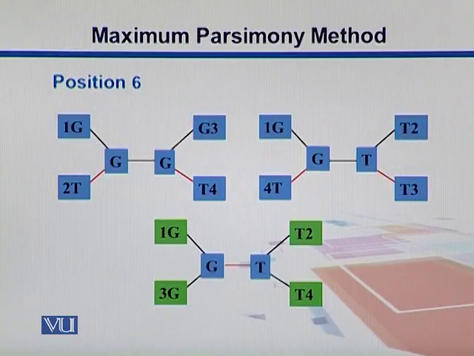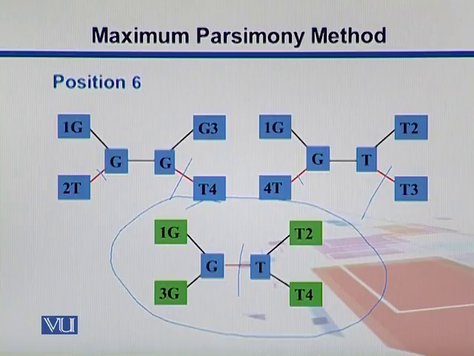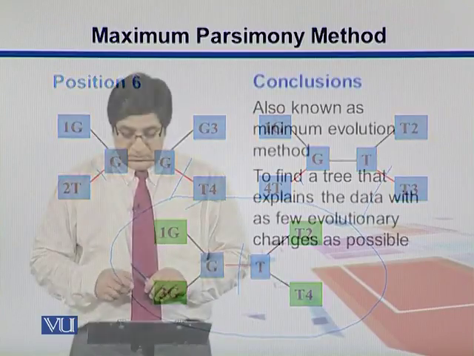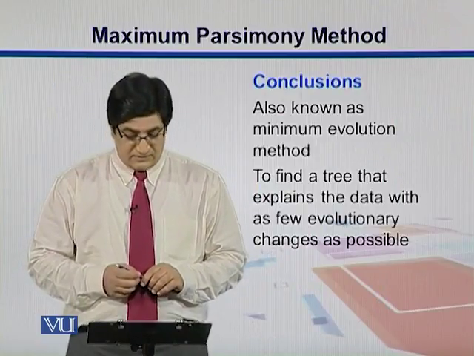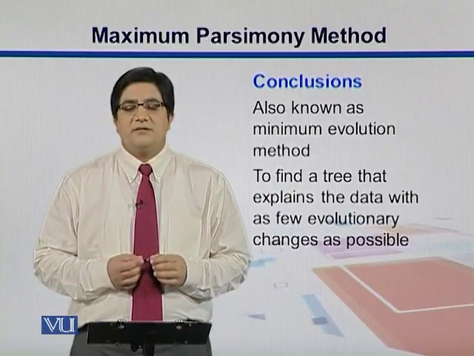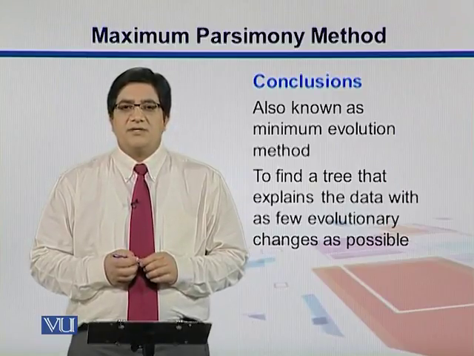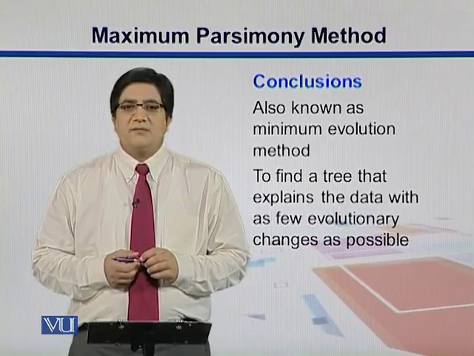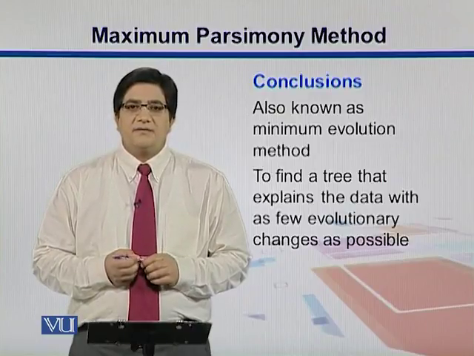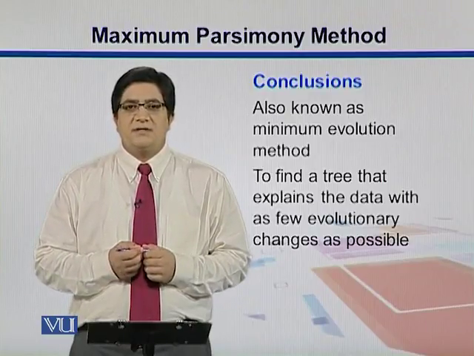In the same way we can take position number 6, and again we see that we have 2 changes right here, 1 and 1. There are 2 in these trees, and there is just 1 change in this third one. So this one is the most likely tree as far as this scenario is concerned. So we see that the maximum parsimony methods believe in minimum evolution. All those trees where we have minimum changes or minimum mutations can be regarded as the correctly reconstructed trees.